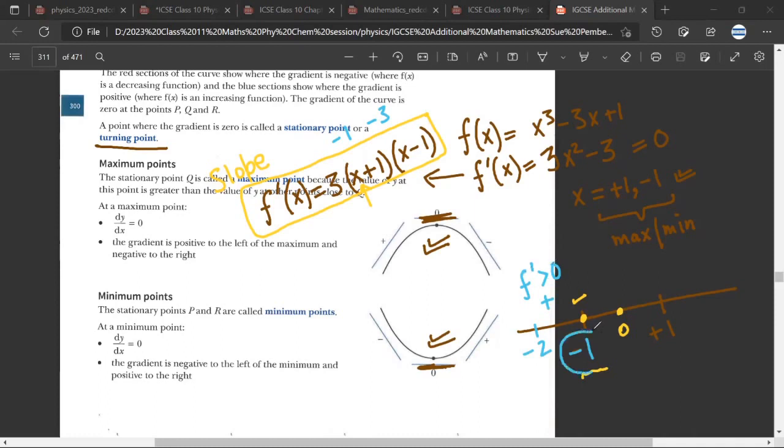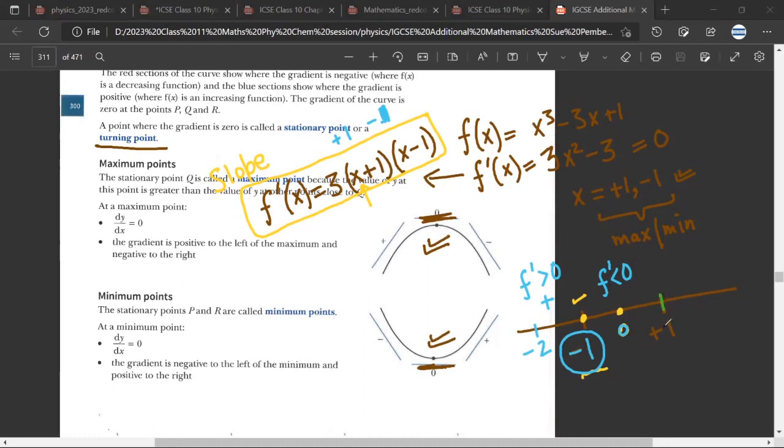Let me analyze what happens to my slope function on the right of minus 1. Let me take another point, say 0. When I put 0 here, this becomes plus 1 and this becomes minus 1. So 0 minus 1, negative. So my slope is negative this side. Are we clear? In 2 minutes things will start falling in place, don't worry.